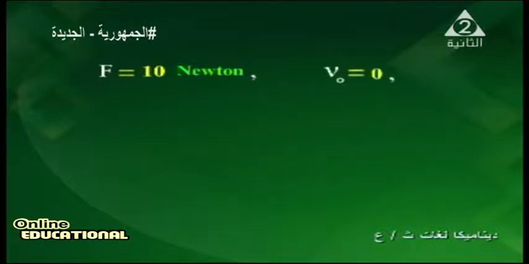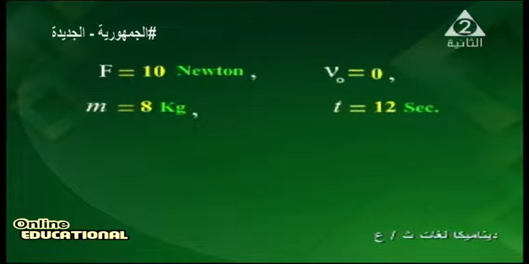Now we have force equals 10 Newton acts on a body at rest. Then the initial velocity of the body v naught equals 0. And the body of mass 8 kilogram. The body traveled 12 seconds. Then t equals 12 seconds.